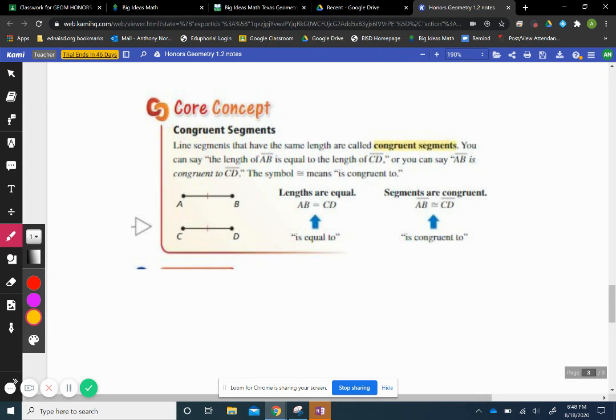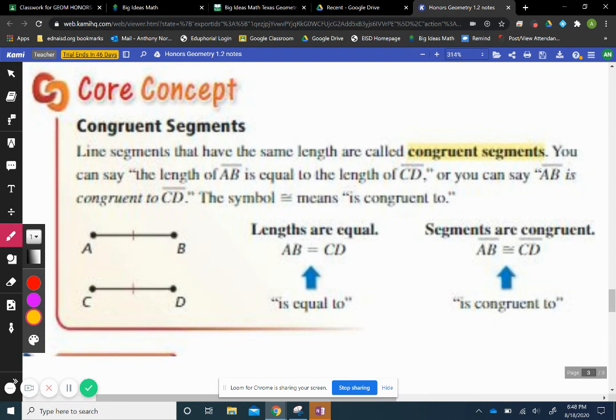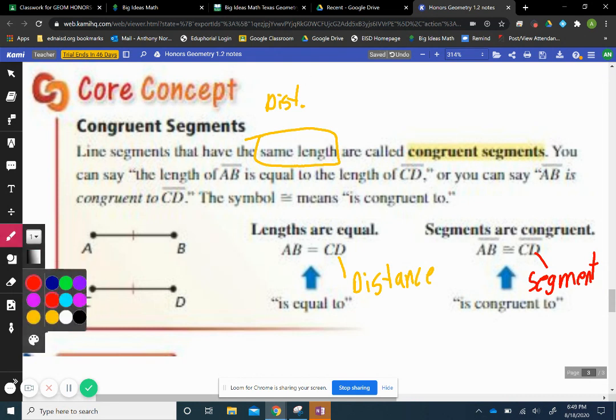The last chunk we have is congruent segments. Notice very carefully. On this one, it's a distance because there's no bar. On this one, it's a segment because there is a bar. So line segments can have the same length. They're called congruent segments. Here, again, same length is a distance. Congruent segments.